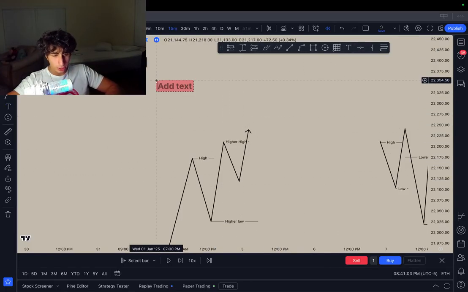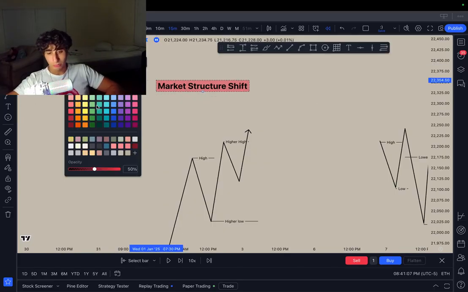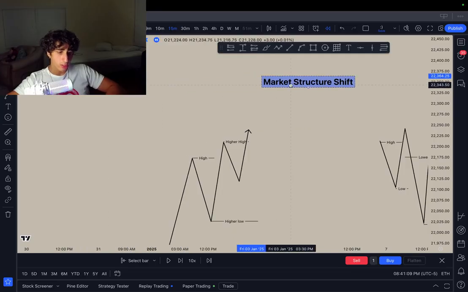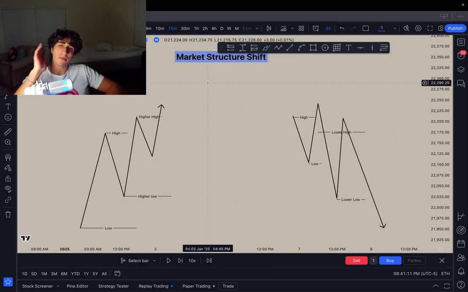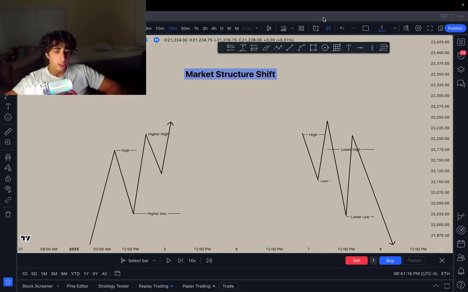So what a market structure shift is, is really just what it sounds like. It's when the market either shifts from bullish structure to bearish structure, or bearish structure to bullish structure, right? So we have our bullish structure right here. When a market structure shift happens is when we close below the recent higher low.